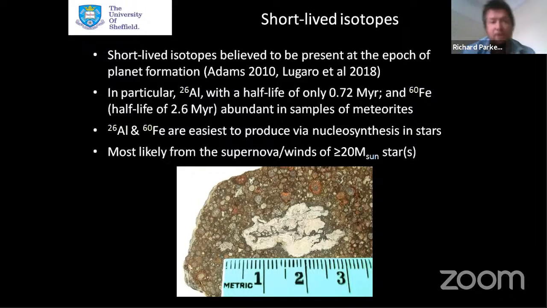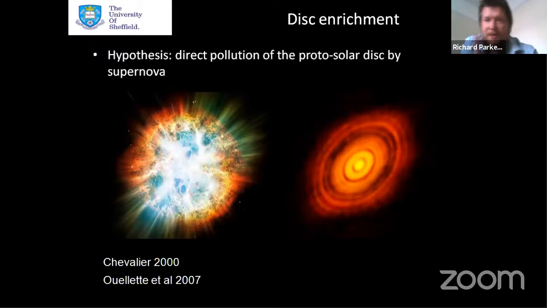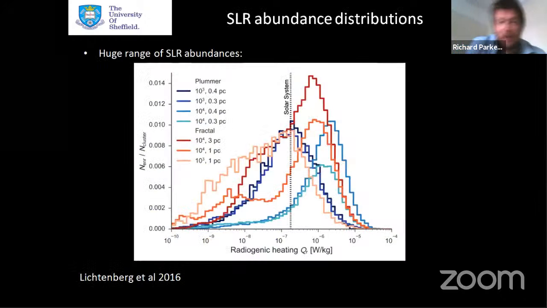There are a few ways of producing aluminium-26, but to produce aluminium-26 and iron-60, the easiest avenue is in the insides of fairly massive stars, more than 20 solar masses. So the hypothesis is that the solar system, as it was forming, was polluted by the supernova explosion of one or more massive stars, and these short-lived radioactive isotopes were incorporated in the disk around the sun. And you probably won't be surprised to find out from what I've said in the previous parts of the talk, this is very stochastic.